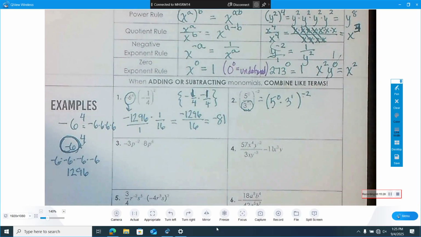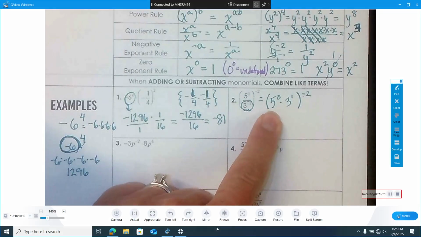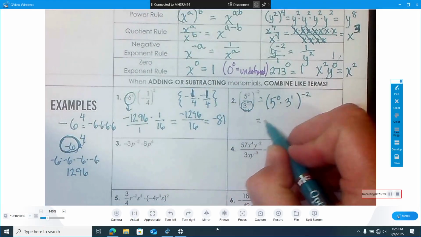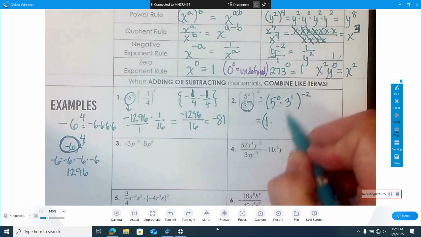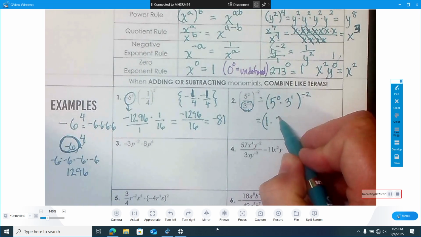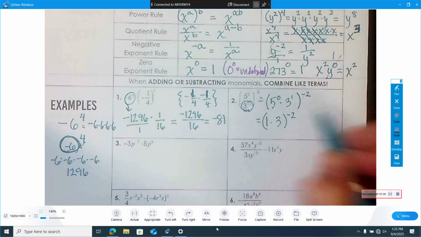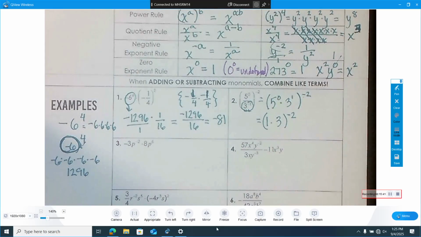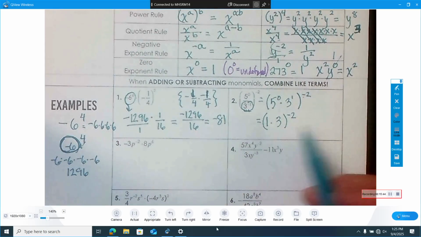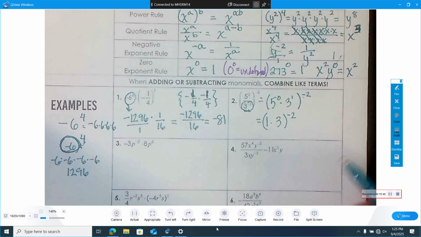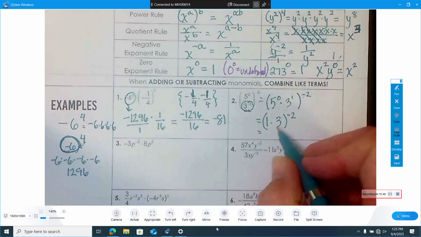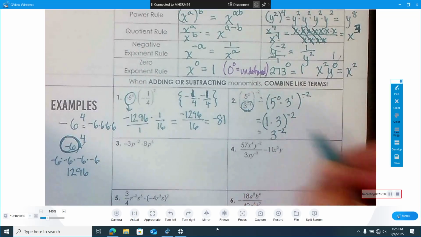All right. What is 5 to the 0? 1. All right. So that is 1. And then we have 3 to the first is 3. And all of that is to the negative 2 power. Oh, do I need to write 1 times 3? No, I don't. Okay. So that becomes 3 to the negative 2 power.